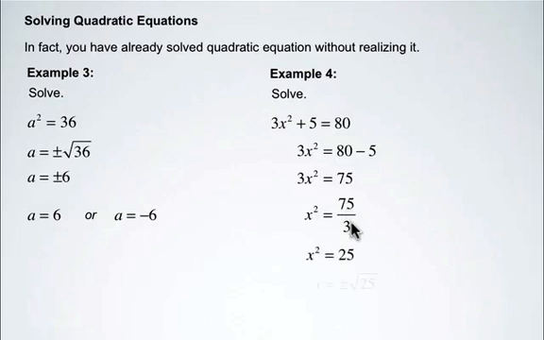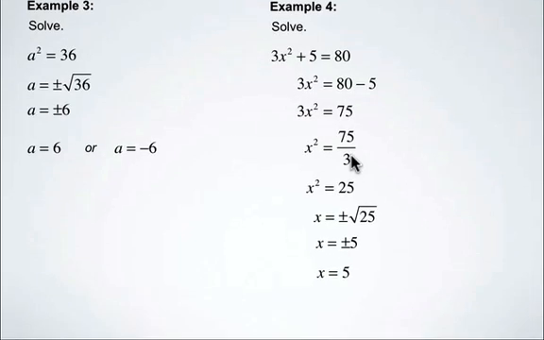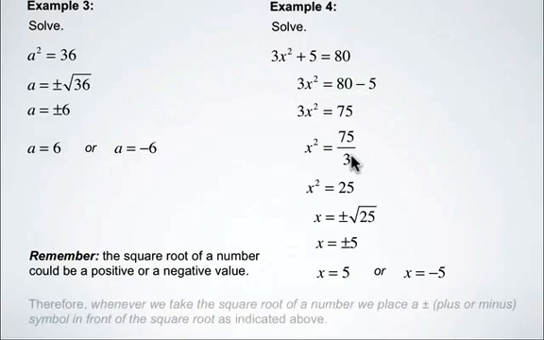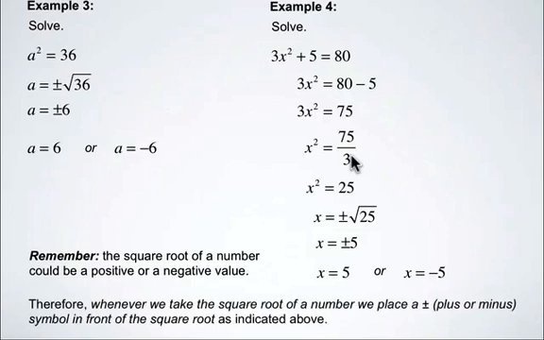x squared is equal to 25, so x is equal to the positive or negative square root of 25. So positive or negative 5. So we get x equals 5 or negative 5. Remember, the square root of a number could be a positive or a negative value. Therefore, whenever we take the square root of a number, we place a plus or minus symbol in front of the square root as indicated above.